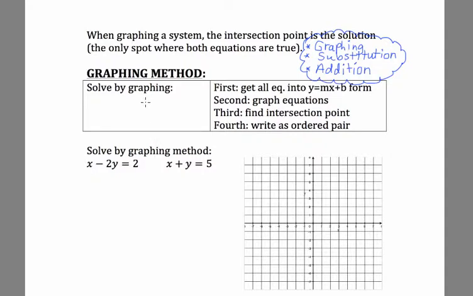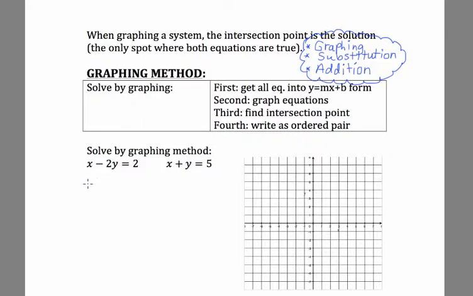Here are the steps to solve by graphing. First, get all the equations into y equals mx plus b, or slope-intercept form. Then we can graph them. Second, graph your equations. Third, find the intersection point. And fourth, write as an ordered pair.